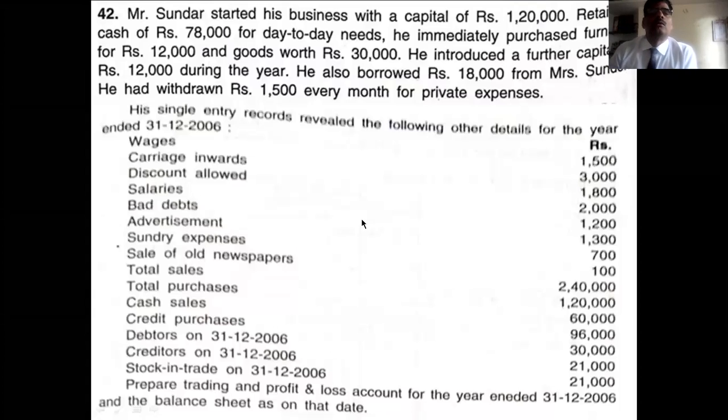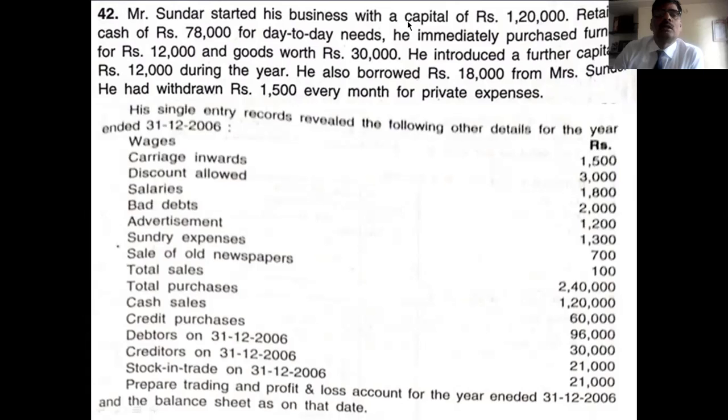Okay, today we see exercise number 42. Mr. Sundar started his business with capital of rupees 1,20,000. He started the business with 1,20,000, retaining 78,000 rupees cash for day-to-day needs.